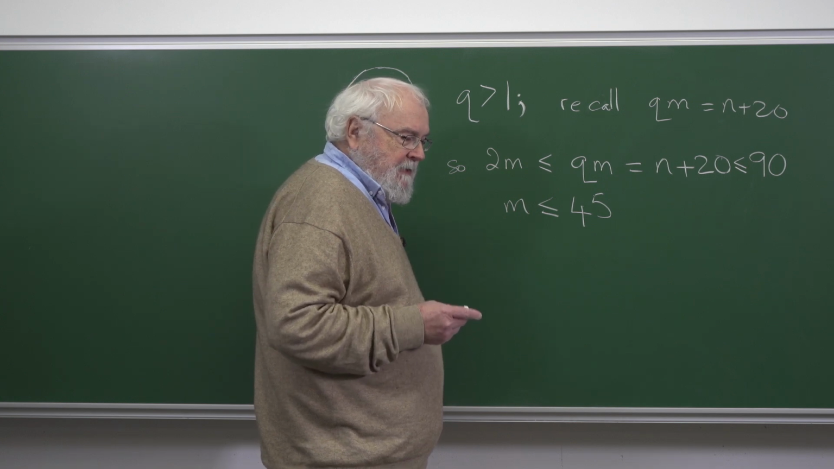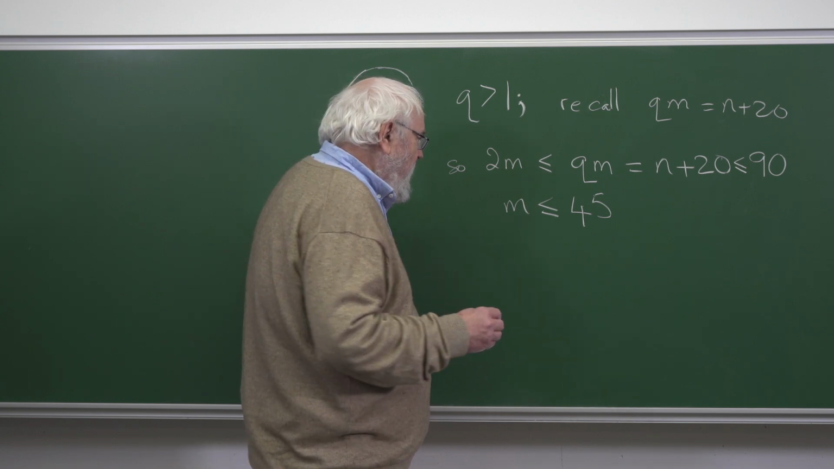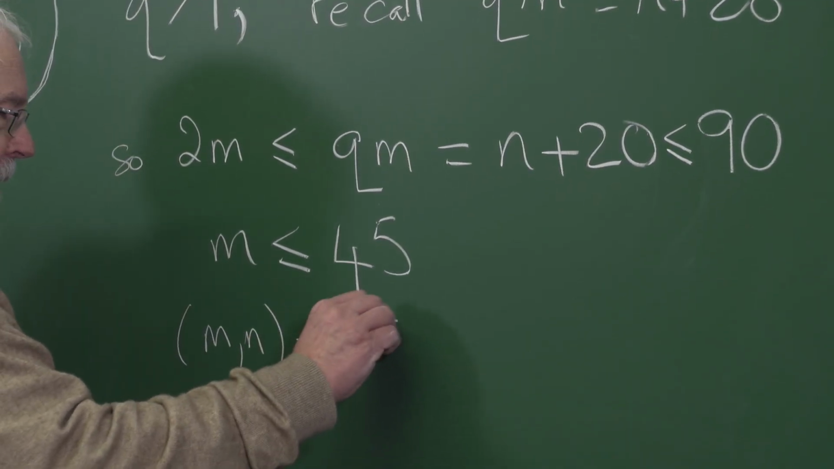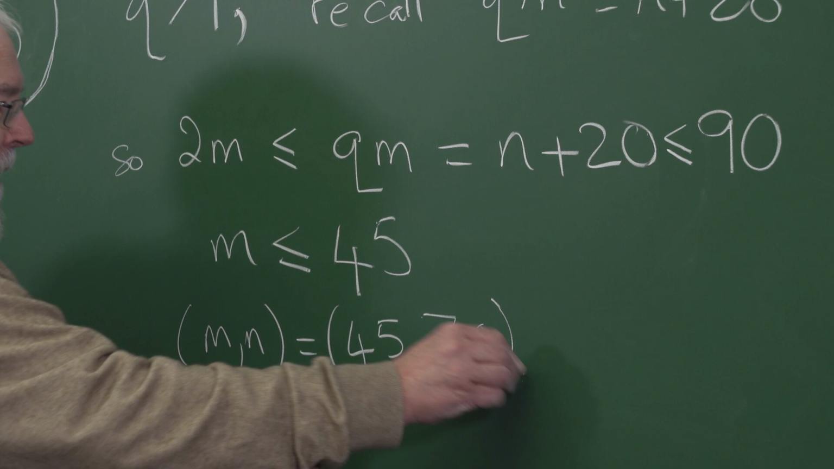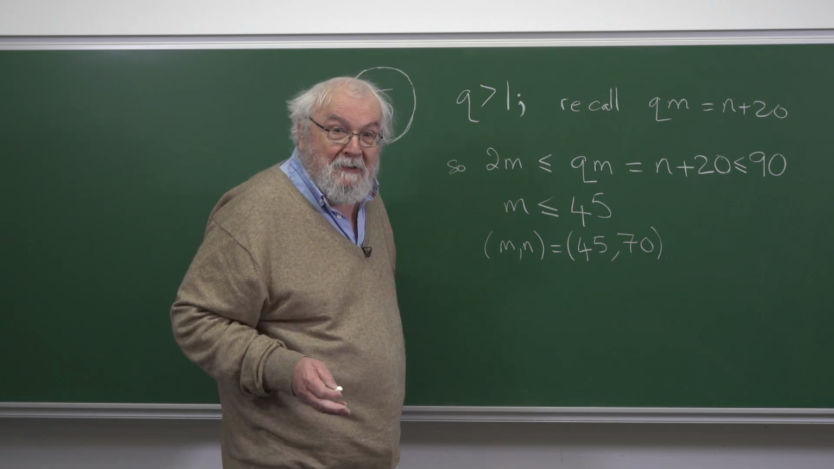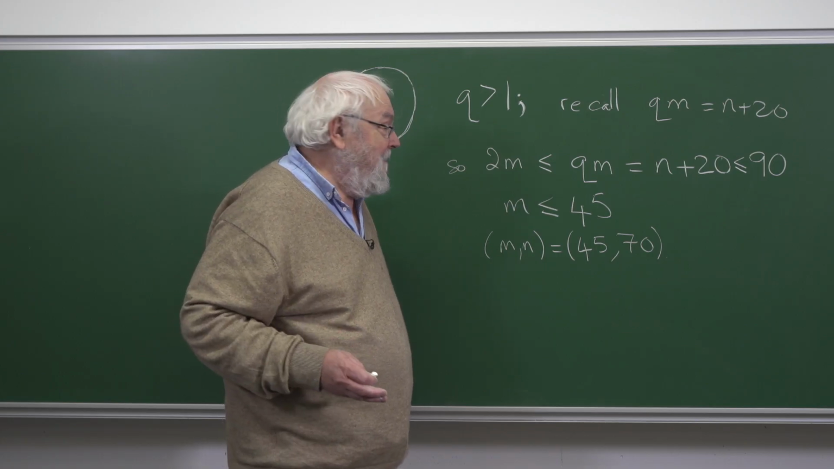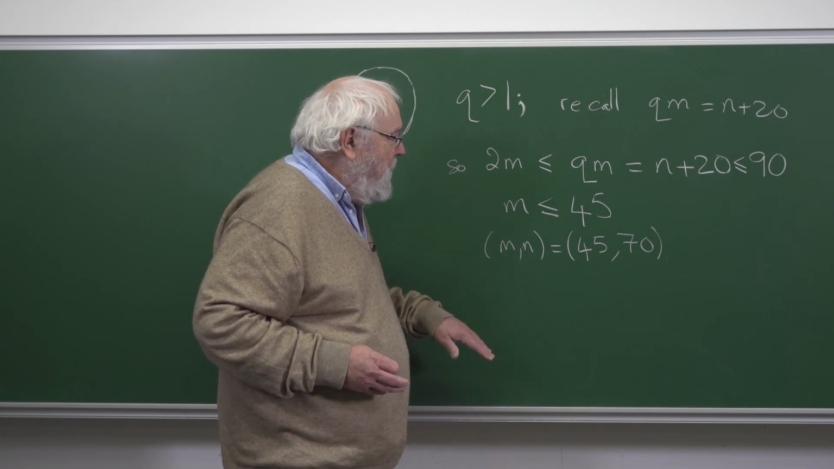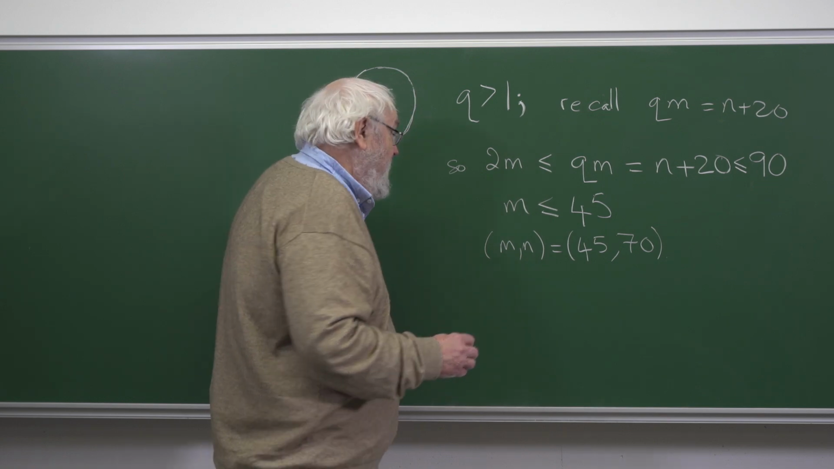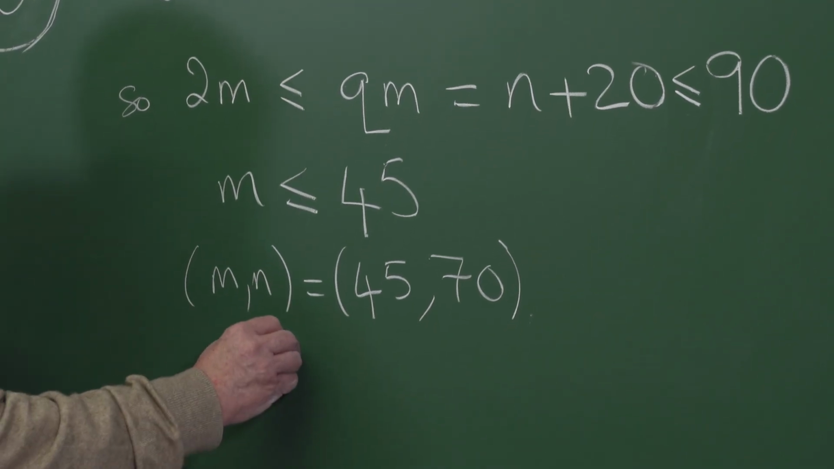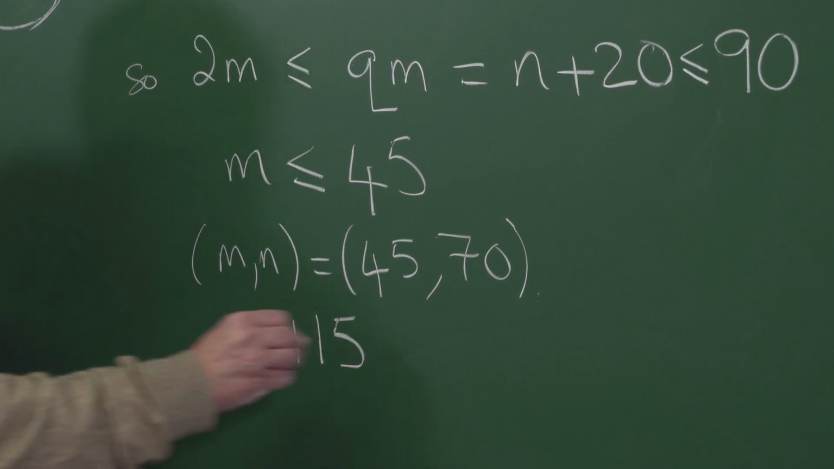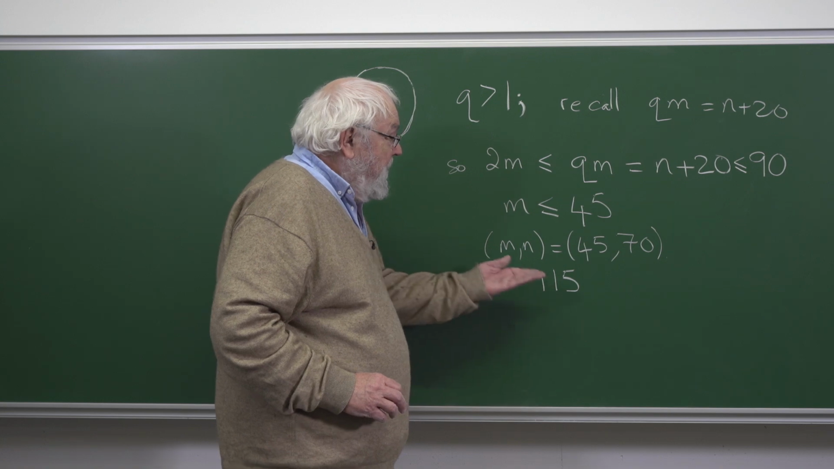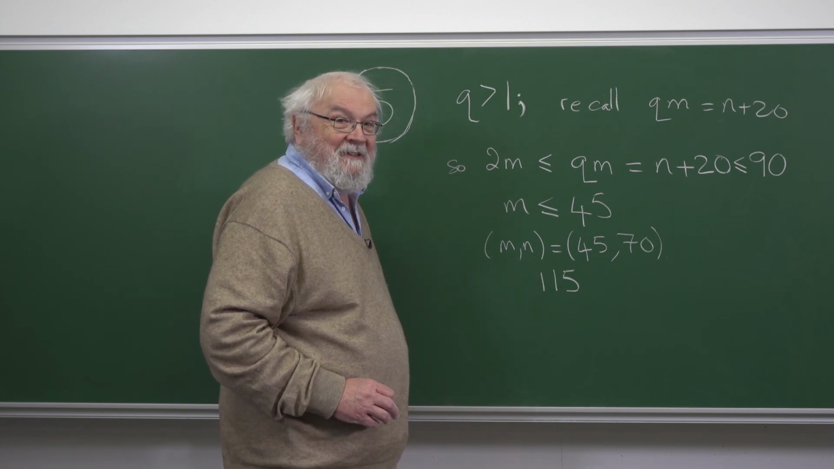So n is at most 70, m is at most 45. Look at the pair m, n equals 45, 70, and just check that they satisfy the conditions of the problem. And they do. So you're done. You have found the pair m, n which maximizes m plus n, and that is 45 plus 70, which is 115, which beats the record that we established when q was 1. And so this is the overall winner, and we're done.